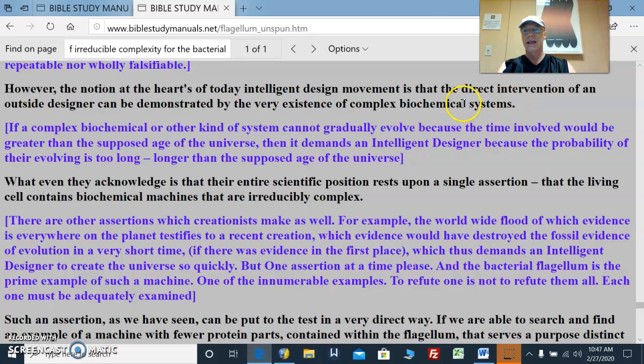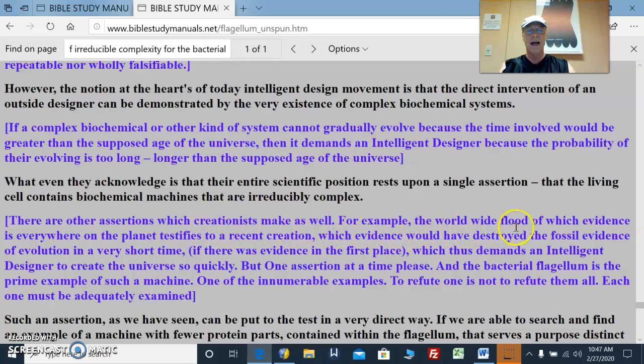If a complex biochemical or other kind of system cannot gradually evolve because the time involved would be greater than the supposed age of the universe, then it demands an intelligent designer, because the probability of its evolving is too long. Longer than the supposed age of the universe. What even they acknowledge is that their entire scientific position rests upon a single assertion, that the living cell contains biochemical machines that are irreducibly complex. There are other assertions, I say, which creationists make as well.